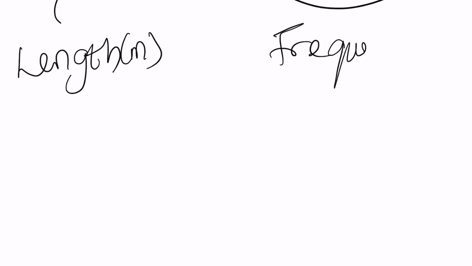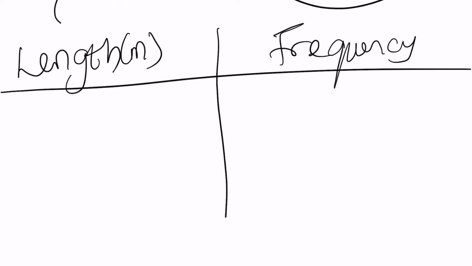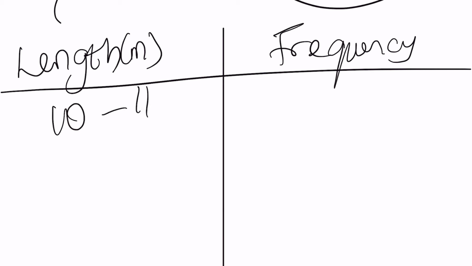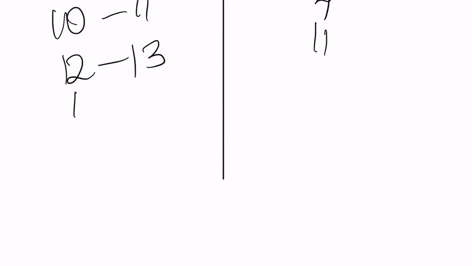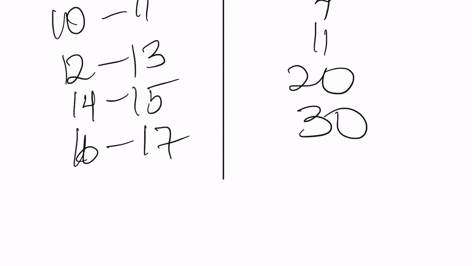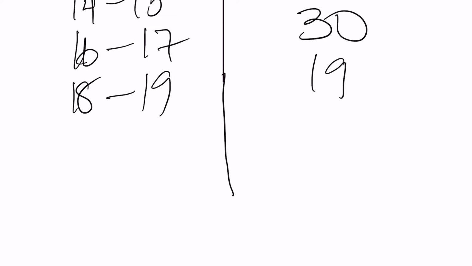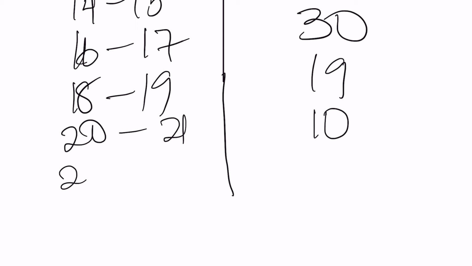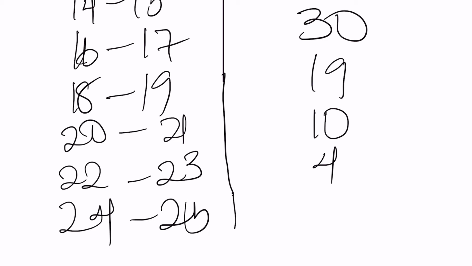We have length, we have frequency. We have 10 to 11, 4; 12 to 13, which is 11; 14 to 15, which is 20; 16 to 17, which is 30; 18 to 19, we have 19; 20 to 21, we have 10; 22 to 23, we have 4; and 24 to 25, we have 2.